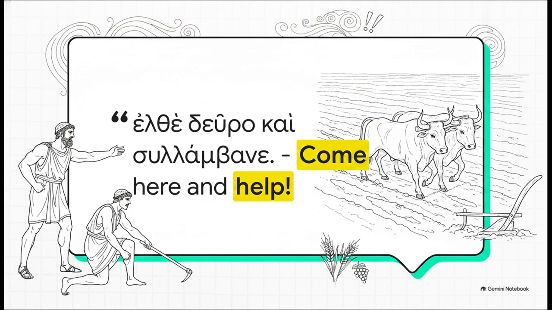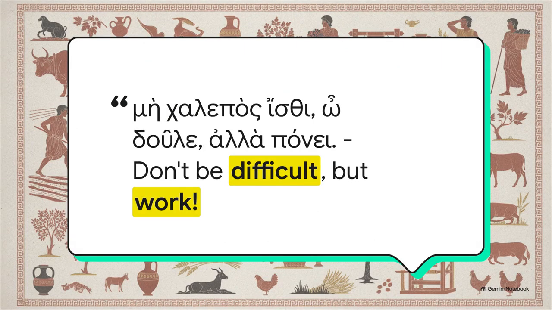We see elthe paired right up with deuro, meaning here. It's a direct, forceful command demanding that the slave get on his feet and get to work. This isn't a textbook exercise. This is living dialogue. I actually really love this next quote because it adds just a touch of tasteful humor about the daily realities of the master-slave dynamic. Me chalepos isti, o doule, alla ponei. Don't be difficult, slave, but work.